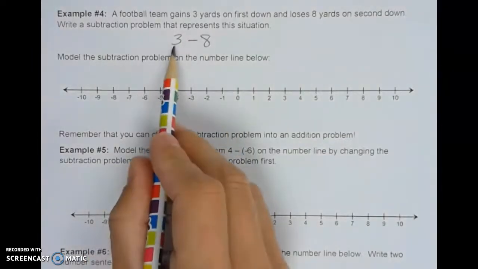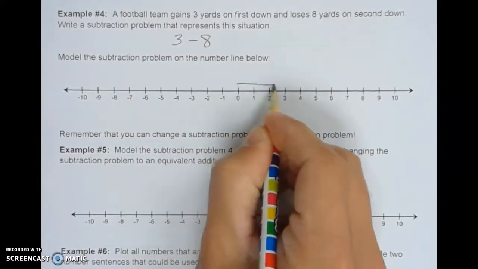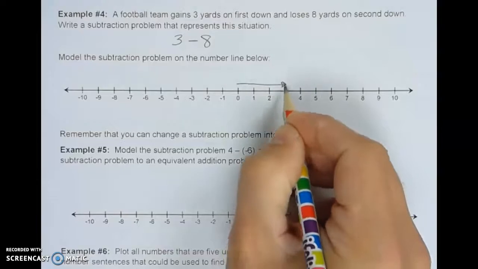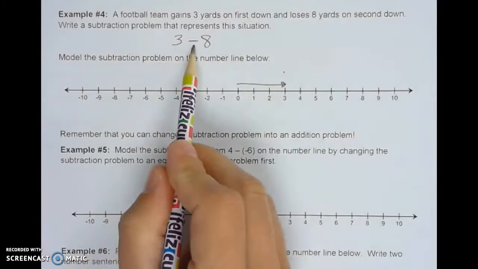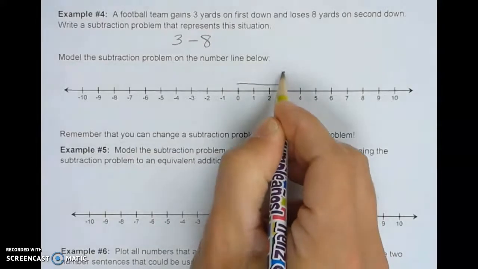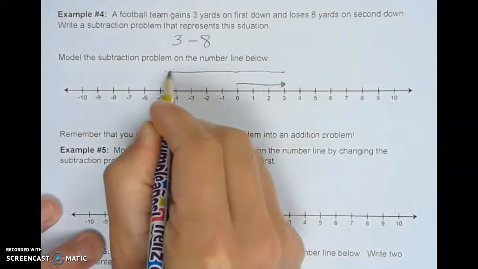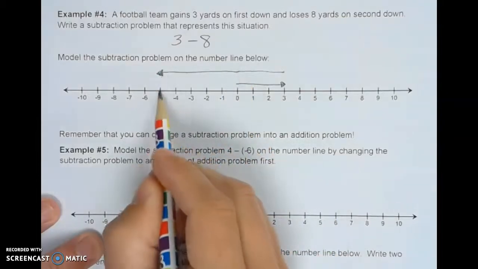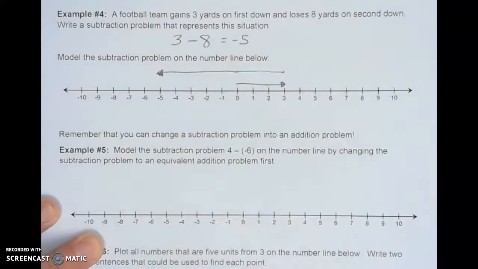So, since my first number is a +3, again, I'm going to start at 0, and I'm going to go 3 units to the right. Okay, my second arrow is going to start where the first arrow ended, so I'll put a little dot right there. And since I'm taking away 8, I'm going to have to move to the left 8 units. So let me move to the left 8 units. 1, 2, 3, 4, 5, 6, 7, 8 units right there. And I can see that I've stopped here at -5. So 3 minus 8 is -5.